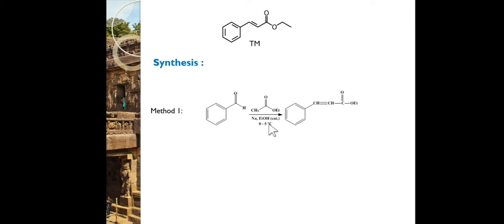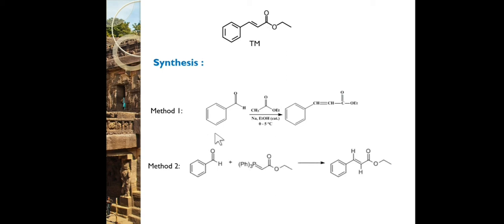This is the first method for the generation of this target molecule, and the second method is generation of the target molecule by using the Wittig reaction. So this is how we can generate the target molecule, the alpha beta unsaturated ketone, by focusing on the olefin or double bond.